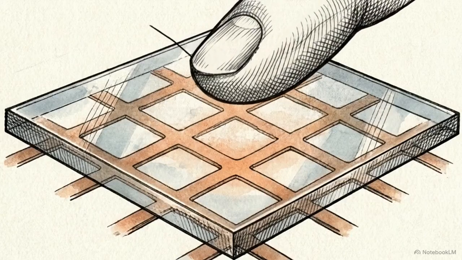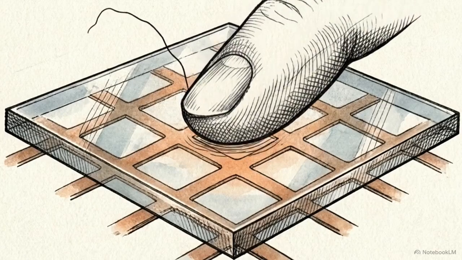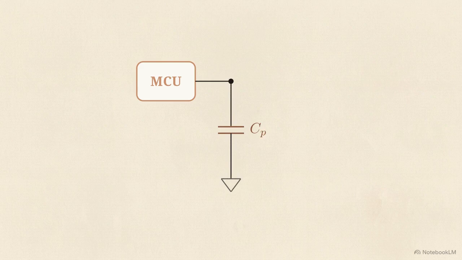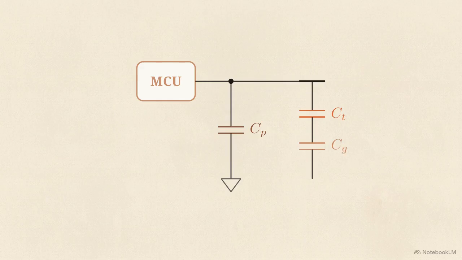When your finger presses against the glass, it breaches the electric field arching out from the copper pad. Here is the baseline equivalent circuit for that node, showing the microcontroller and the parasitic capacitance. When you touch the screen, your body introduces two new variables. First is CT, the parallel plate capacitance formed between the flat of your finger and the sensor pad. Second is CG, the capacitance between the device's power line ground and true earth ground.